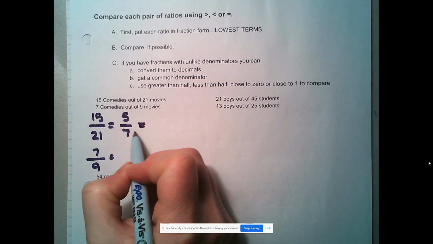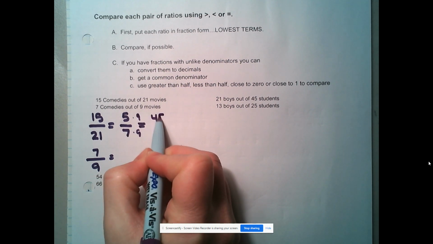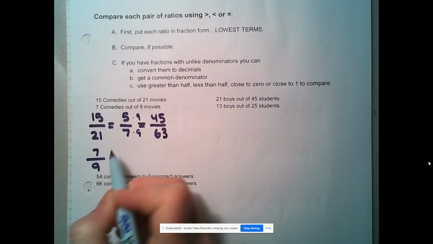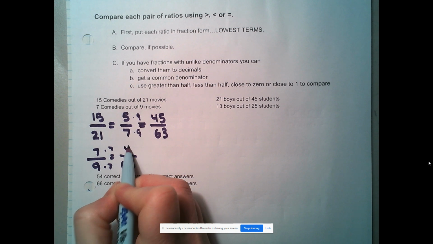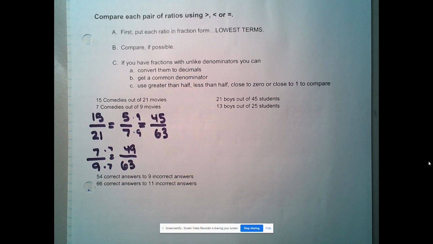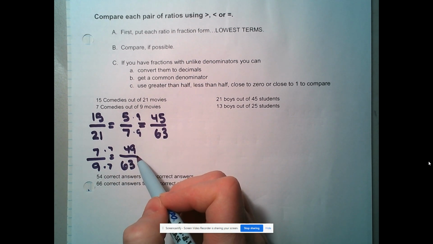So I could do times 9 and get 45/63rds. And I can do times 7, so I also get a denominator of 63, and it would be 49/63rds. So which one is greater? The 49/63rds is greater.